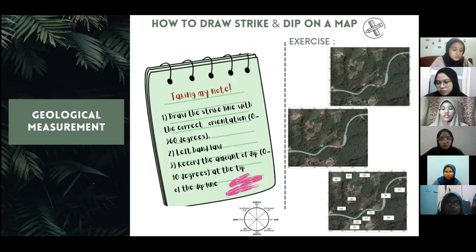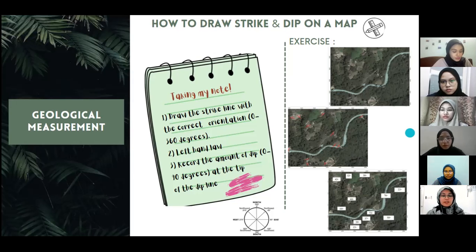And then when we get the correct orientation, we need to use our left hand to follow the left hand rule. From that, we use our index finger, point at the correct orientation of the strike line, and then we can measure and record the amount of the dip, which is from 0 to 90 degrees. When we get the degrees, we need to put it at the tip of the dip line. Here are a few examples from our previous lab exercise about geological measurement. That's all for me. Let's move to the next part.